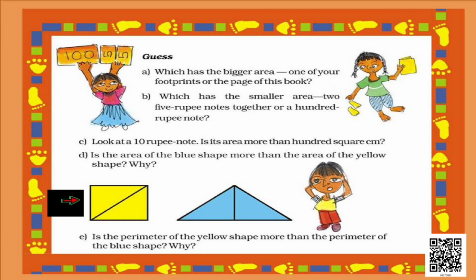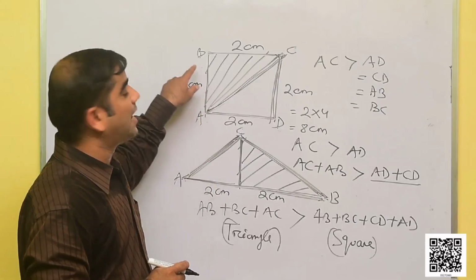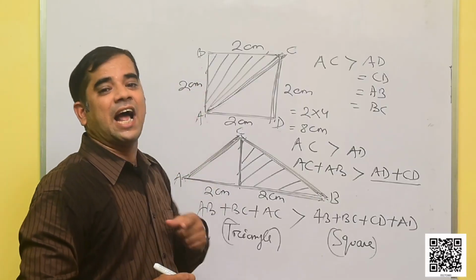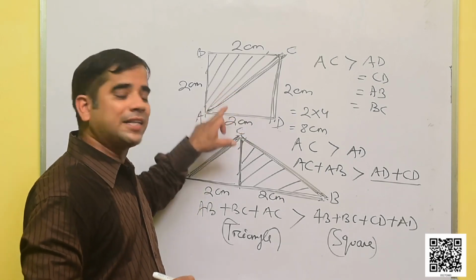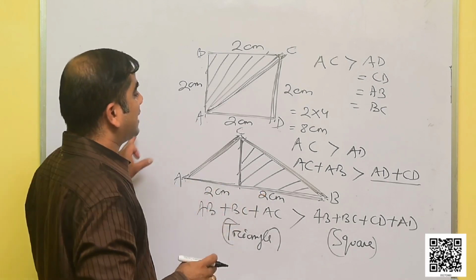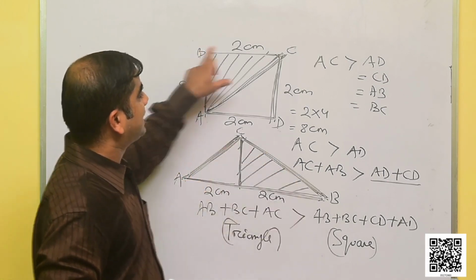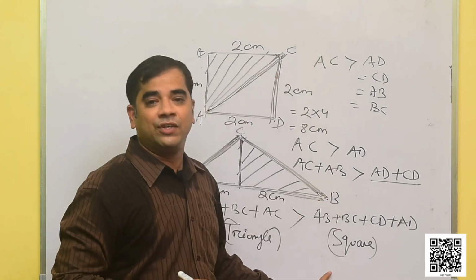Now you can clearly go through the question and find out the answer. Is the perimeter of the yellow shape more than the perimeter of the blue shape? The blue shape is more than the yellow shape. So in this case the answer will be no. The perimeter of the yellow shape is smaller than that of the blue shape. Why? Because the perimeter of the triangle is greater than that of the yellow square. We have clearly found it out.